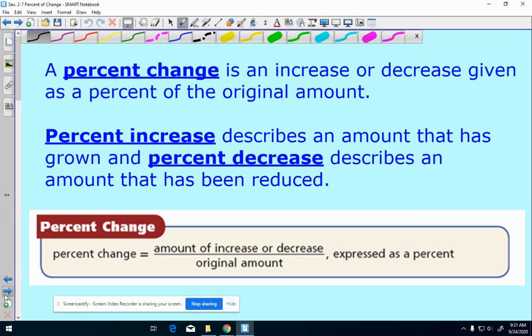And if you're going to find a percentage of change, then obviously you have to put your answer in percent form, and we'll do that by multiplying it by 100 or moving our decimal place 2 units to the right. Okay? So we'll just look at a couple problems involving this idea.